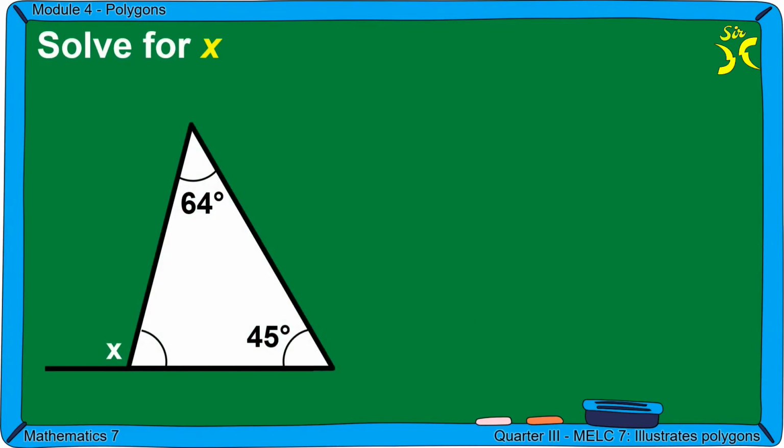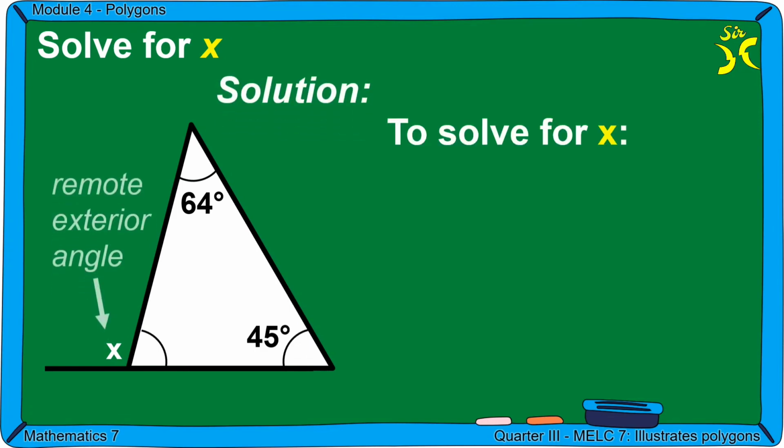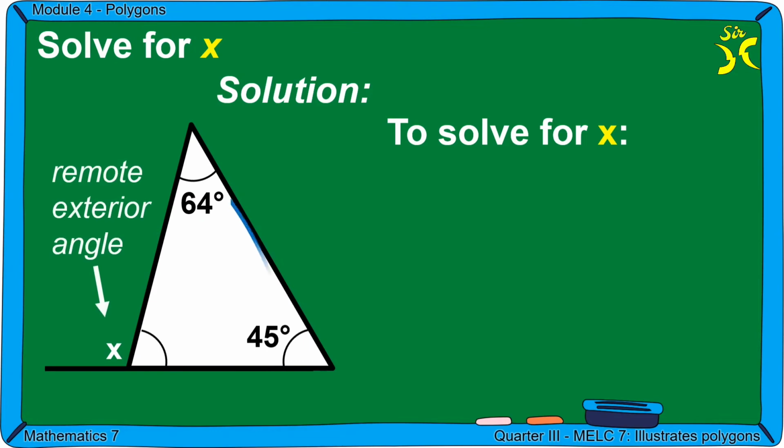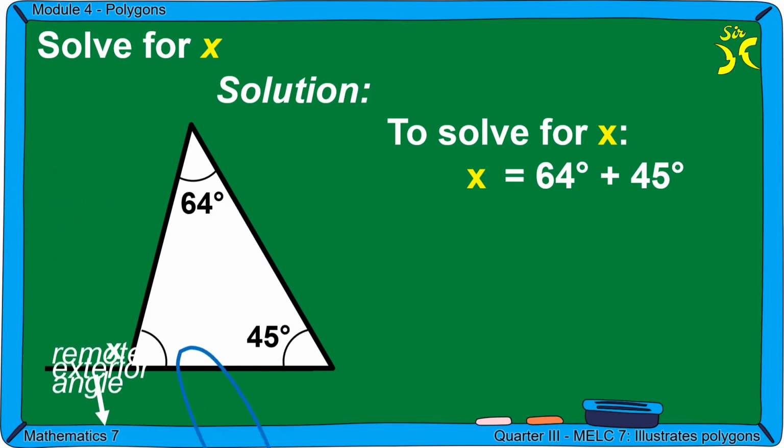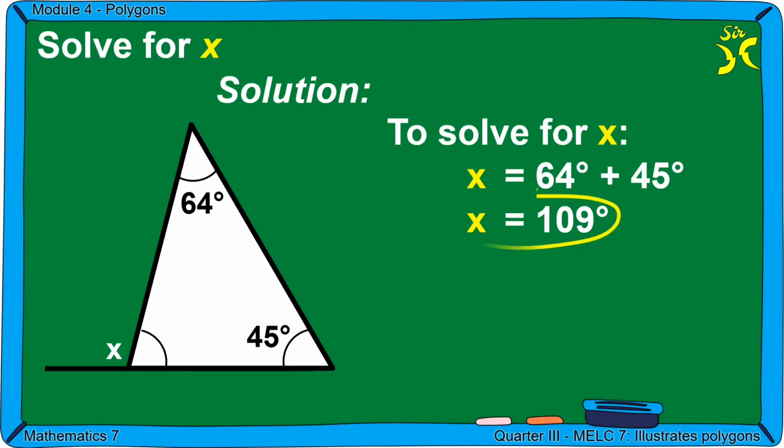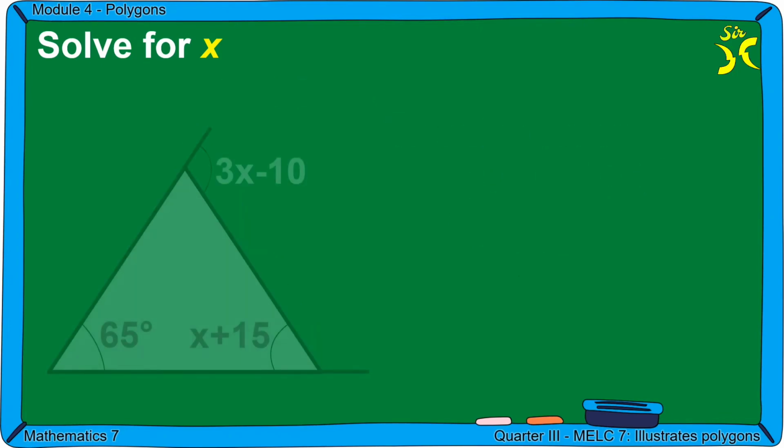Can you do this? Solve for x. In this given example, x is the remote exterior angle and is equal to the sum of the measures of the two opposite interior angles. So, x is equal to 64 degrees plus 45 degrees. And the sum is 109 degrees. Therefore, the exterior angle is equal to 109 degrees.